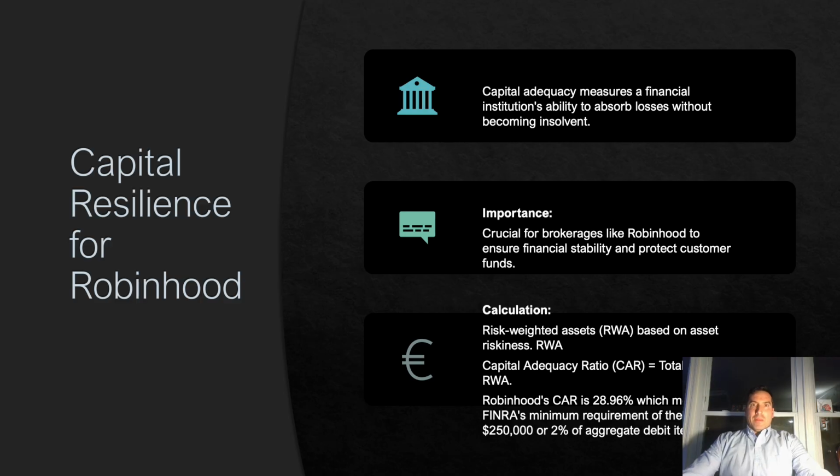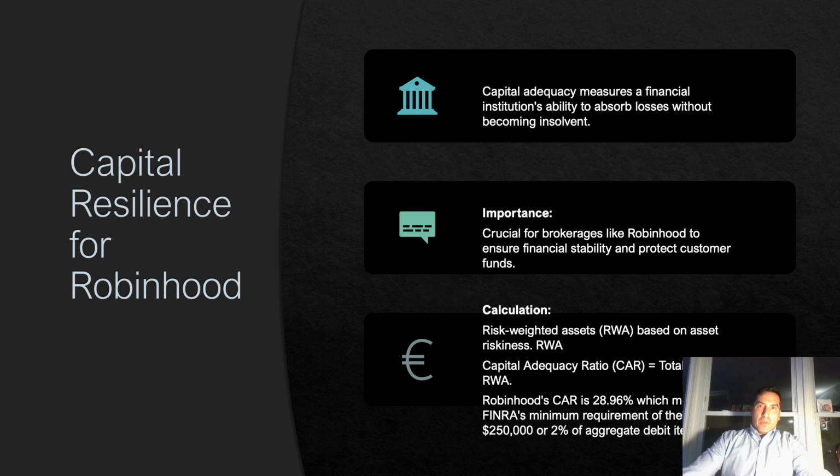This leads us to capital adequacy measures for Robinhood. In other words, its ability to absorb losses without becoming insolvent. This is crucial for Robinhood, which operates as a brokerage, not only to protect the firm, but to protect customer funds. To determine if Robinhood has sufficient capital, we calculated the risk-weighted value of its assets based on their perceived riskiness. Robinhood's RWA was 12.5%.